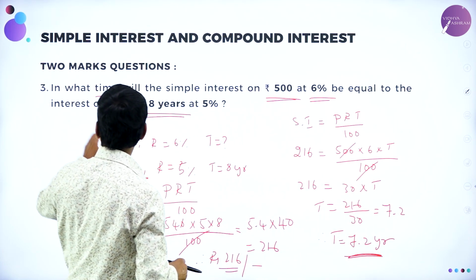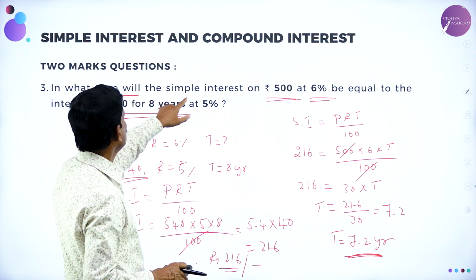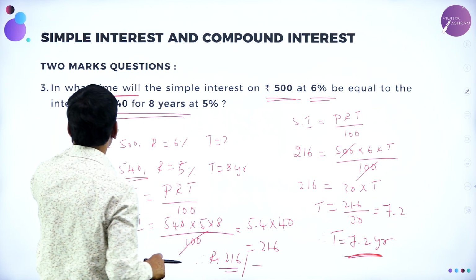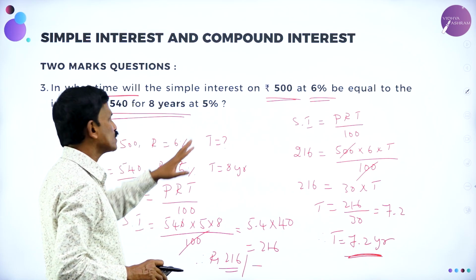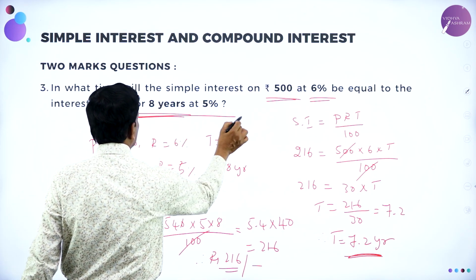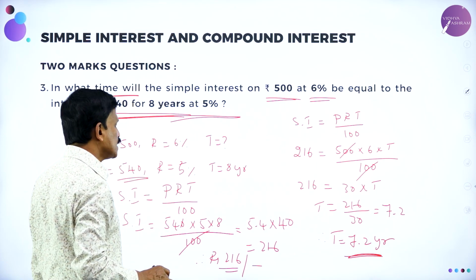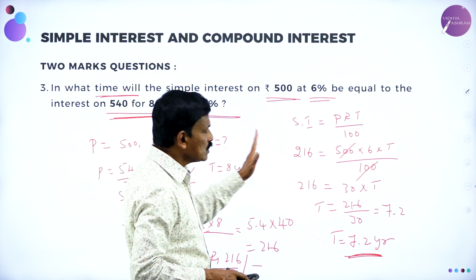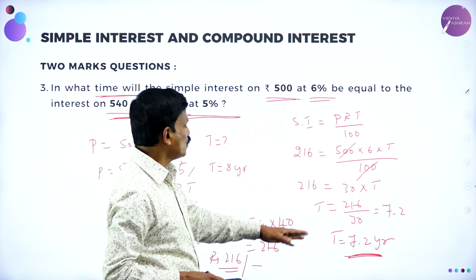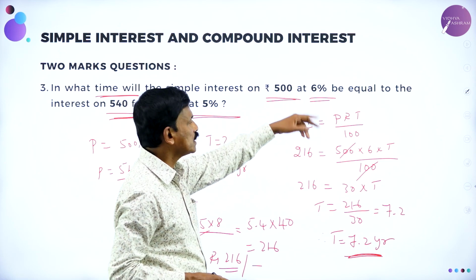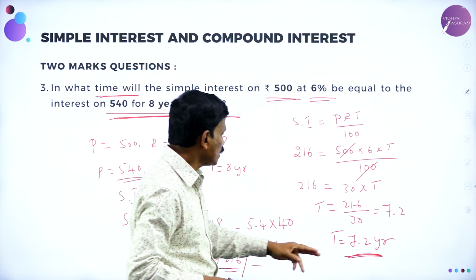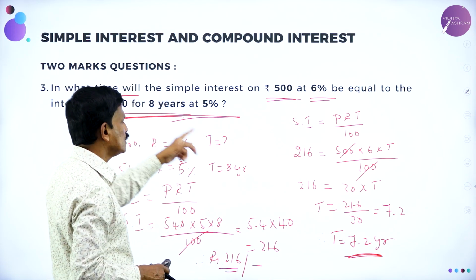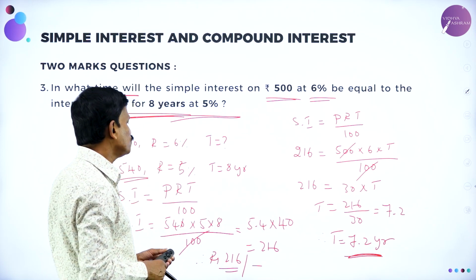So here, in what time will the simple interest on rupees 500 at 6% be equal to that on 540 for 8 years at 5%? For 540 at 5% for 8 years, we are going to get the simple interest as 216. The same simple interest we are going to get for 500 rupees at the rate of 6% for 7.2 years. So here the number of years is 8, here it is 7.2 years.